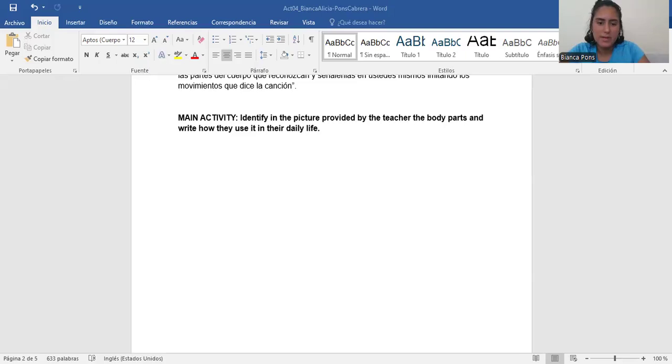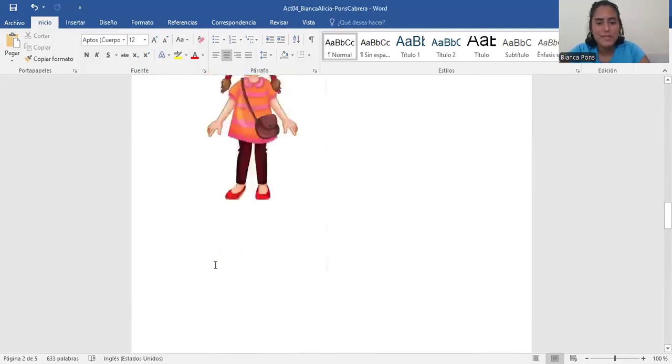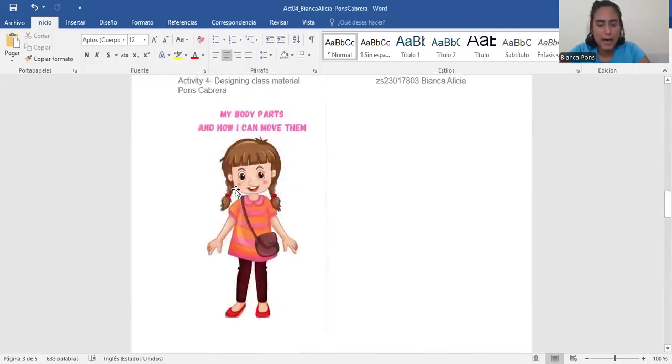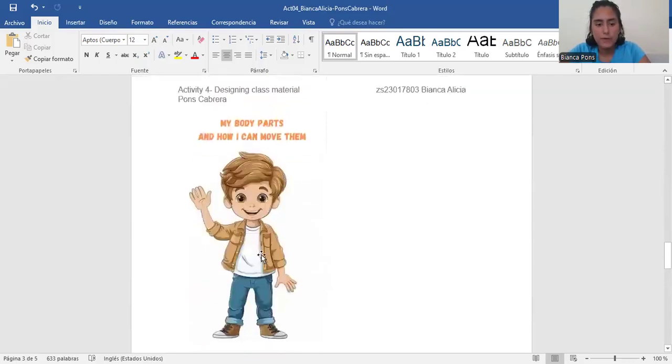Okay, so this was the thing that I was supposed to show you before, but I forgot. So this is what I'm working with the students. So identifying the picture and relate to your life. I will be providing to the students, I have it here. I chose this particular image because it has all the body parts, and I also did one for the boys.